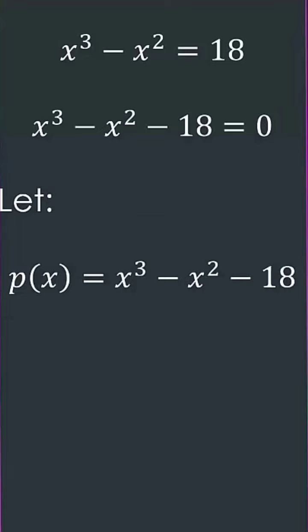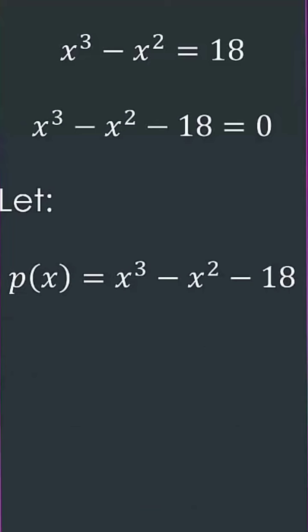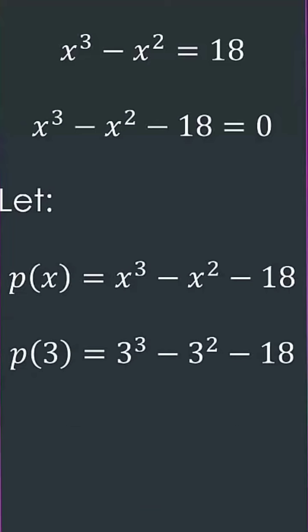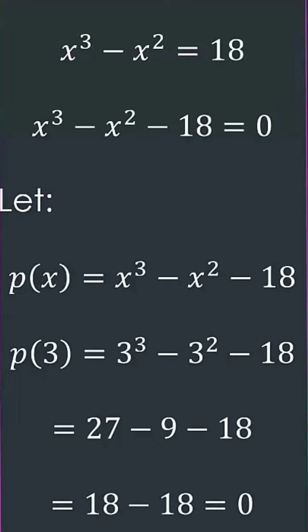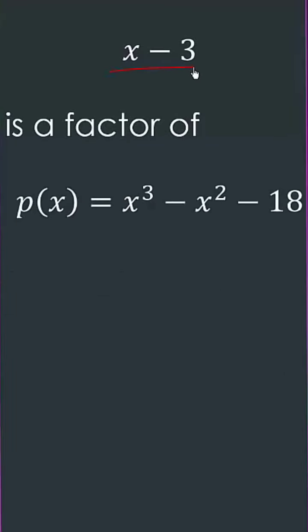So we try the factors of negative 18. Let's try 2. P of 2 gives us negative 14. Let's try another factor. P of 3 gives us 0. A remainder of 0 tells us that x minus 3 is a factor of the given polynomial. Since x minus 3 is a factor, we divide p of x by x minus 3 using synthetic division.